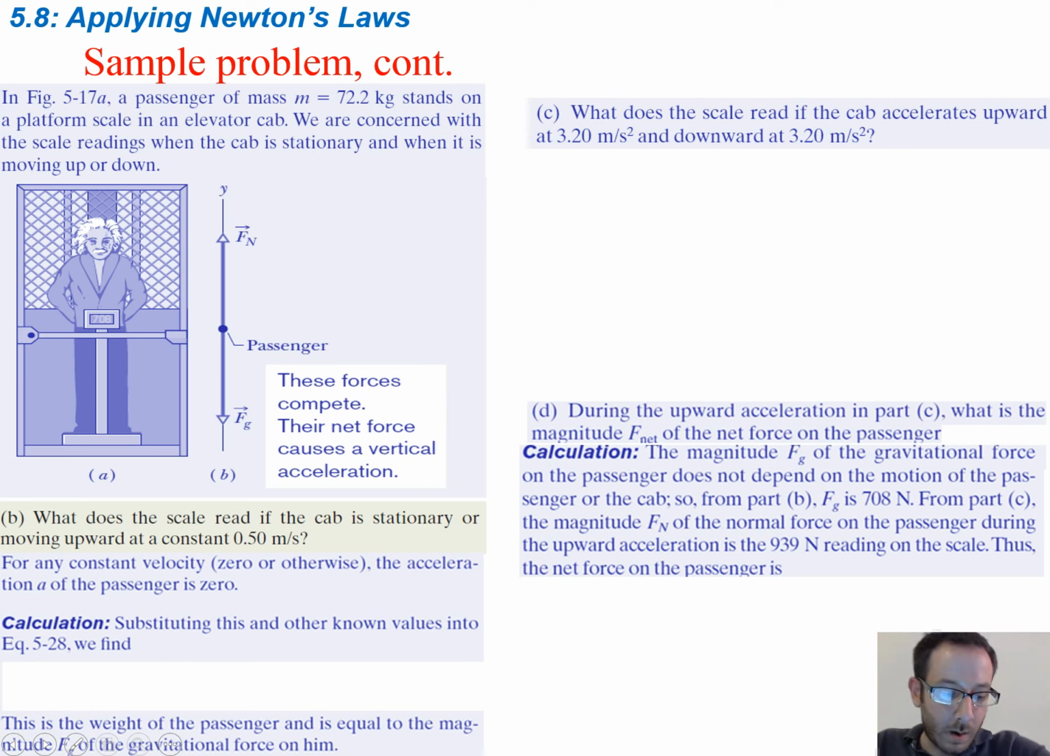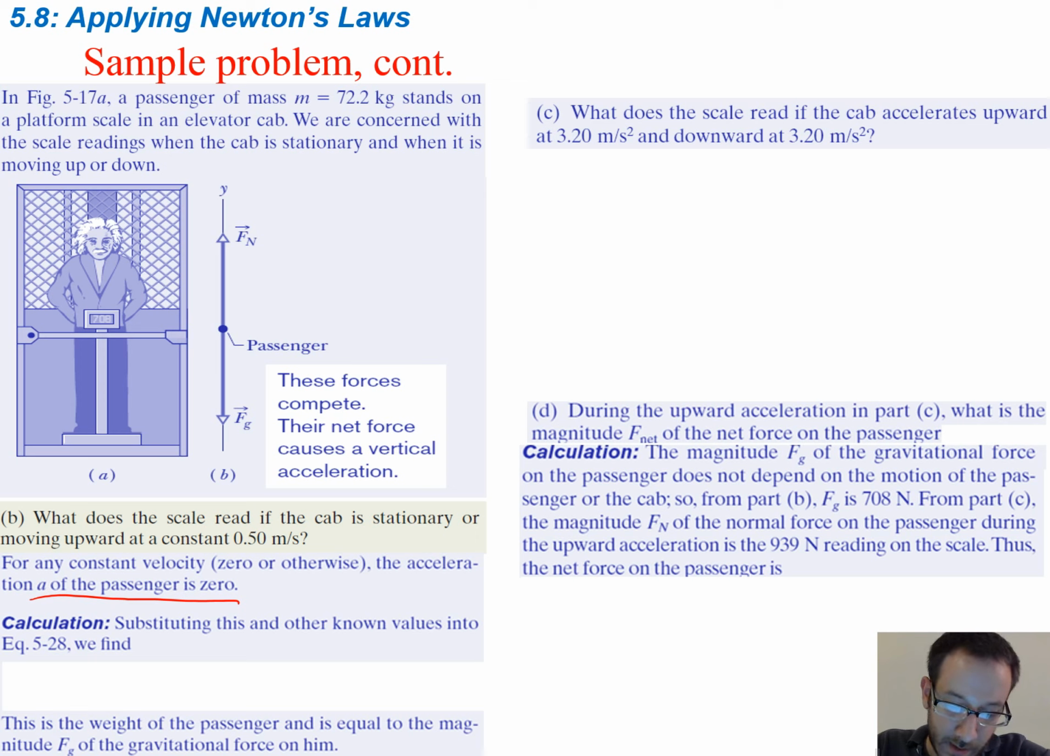Okay, so continuing on, what does the scale read if the cab is stationary or moving upward at a constant 0.5 meters a second? So it's either stationary or it's moving at a constant speed, which means there's no acceleration, right? As long as there's no change in speed, there's not going to be any acceleration.